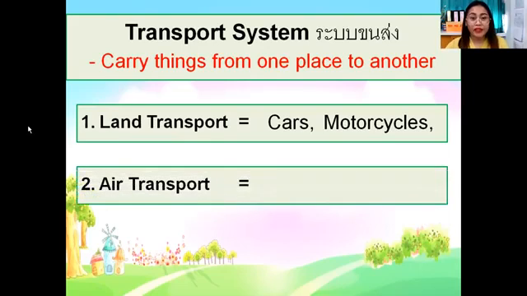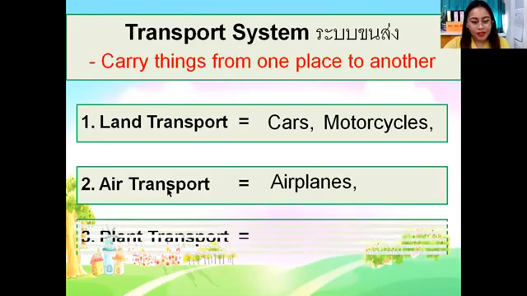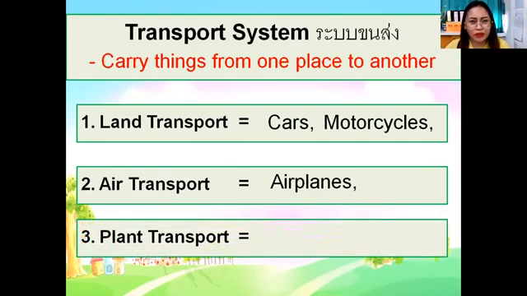We have also air transport. Example, airplanes. So what if I want to go to Singapore? Airplanes, air transport, carry me from Bangkok Airport going to Singapore Airport. So how about land transport? Do you have any idea? Is it cars? Is it motorcycle? Is it train? Is it taxi? What is it?